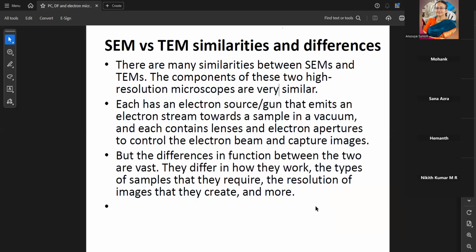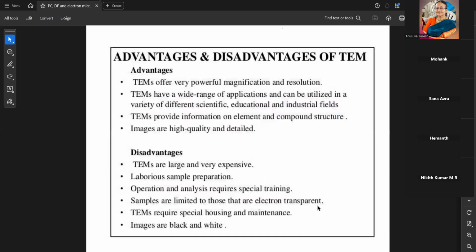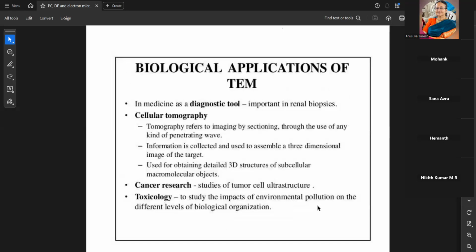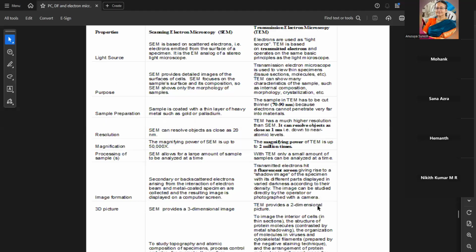But what is the difference? How they work, the type of sample which is required, what do they show us, and what is the resolution? That is different. So these advantages and disadvantages, you can look into in the notes. Biological applications also you can study there. Just to sum up these differences: the scanning electron microscope is based on scattered electrons, whereas TEM is based on transmitted electrons. So SEM gives us a detailed image of the surface of the cells, whereas TEM gives us information about the internal composition of the cells.